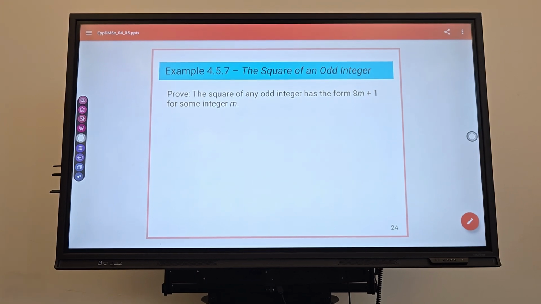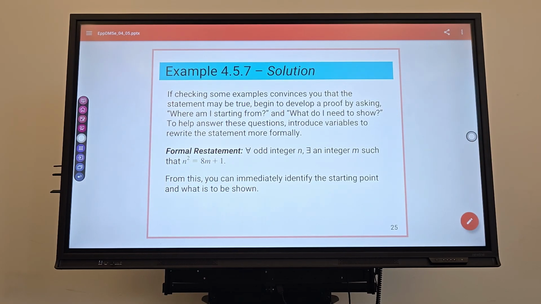Prove: the square of any odd integer has the form 8m plus 1 for some integer m. If checking some examples convinces you that the statement may be true, begin to develop a good proof by asking, what am I starting from, and what do I need to show? To help answer these questions, introduce variables to rewrite the statement formally. They give a formal restatement here. From this point, you can immediately identify the starting point and what is to be shown.